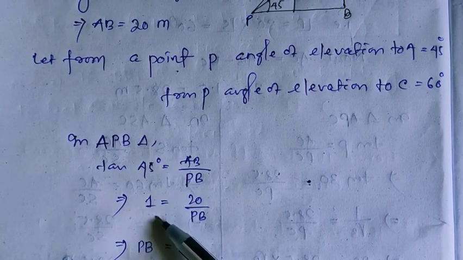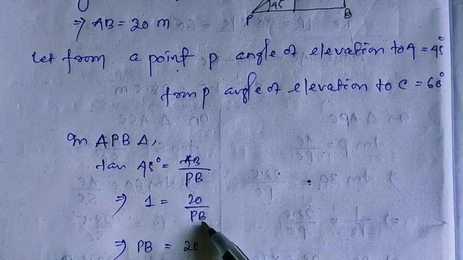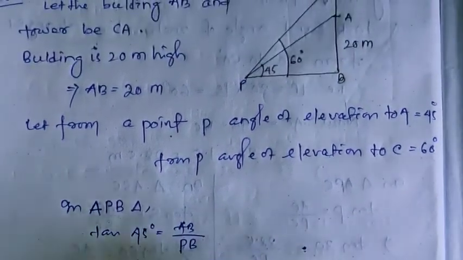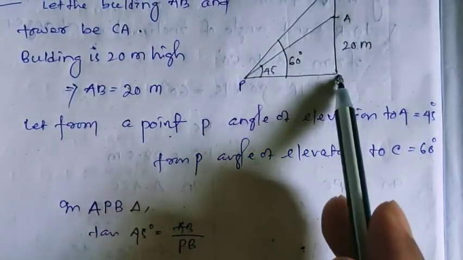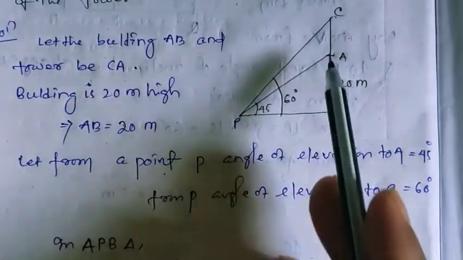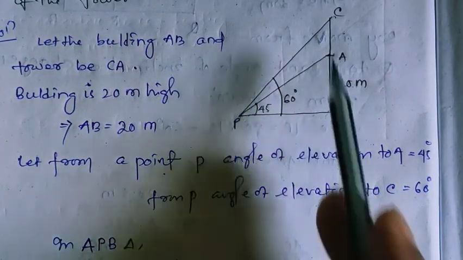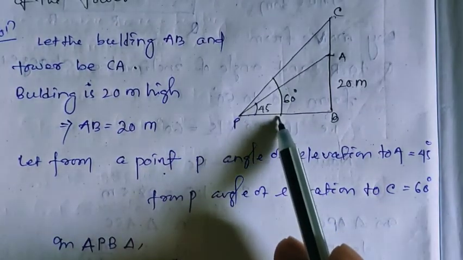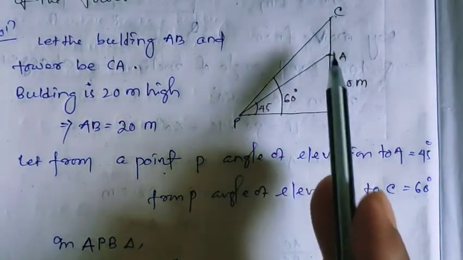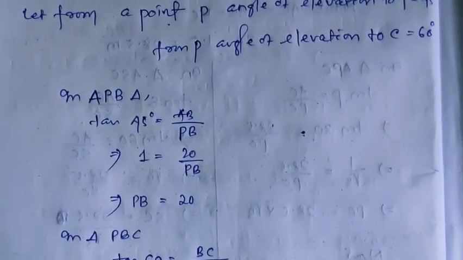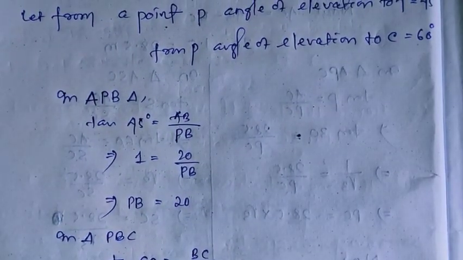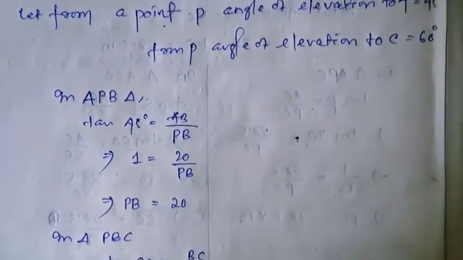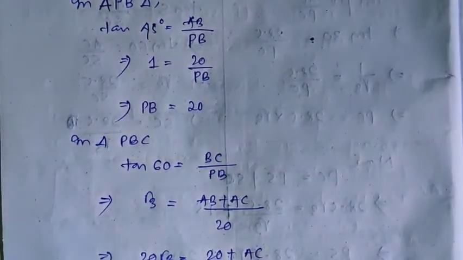Tan 45 is equal to 1, which is equal to 20 by PB. This implies PB is equal to 20. So now PB is equal to 20. Now in triangle CPB, this angle is 60, tan 60 is equal to BC by PB. So I am writing here, in triangle PBC, tan 60 is equal to BC by PB.